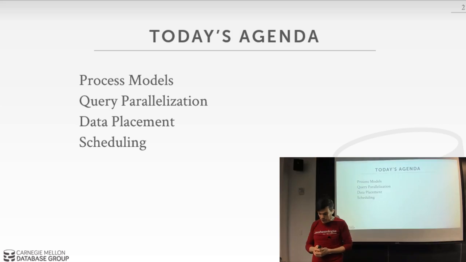So our focus today is to first talk about, at a high level, the different process models you can have in a database system. For those of you who took the introduction class, this should be somewhat of a review. Then we'll talk about the different types of query parallelization we can deal with. And at the end, we'll focus on data placement and scheduling, which is the key thing that you read in the HyPer paper on their morsel system.